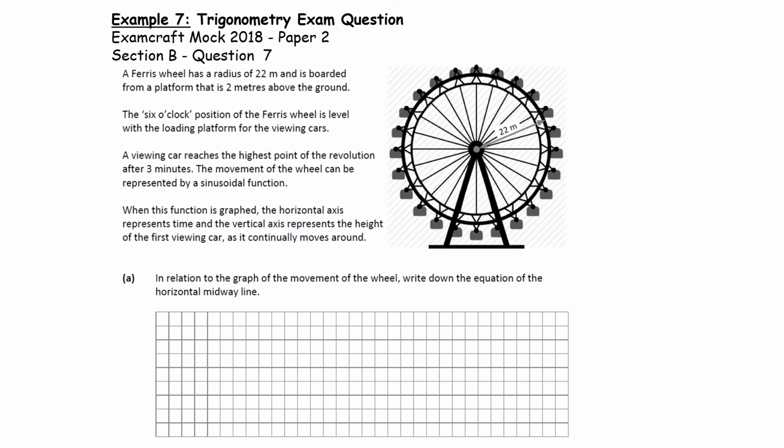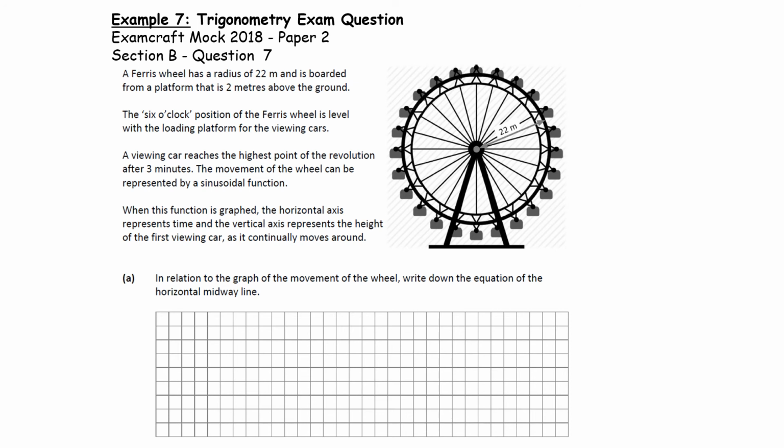So let's look at our final example. This is a trigonometry exam question. It was from a section B, so it was worth 60 marks in total, and it was a much more practical kind of question than the ones we usually see. A Ferris wheel has a radius of 22 meters and is boarded from a platform that is 2 meters above the ground. The 6 o'clock position of the Ferris wheel is level with the loading platform for the viewing cars. A viewing car reaches the highest point of the revolution after 3 minutes.